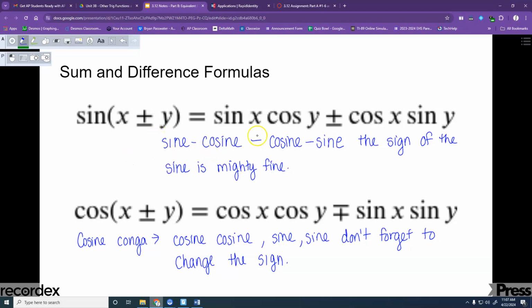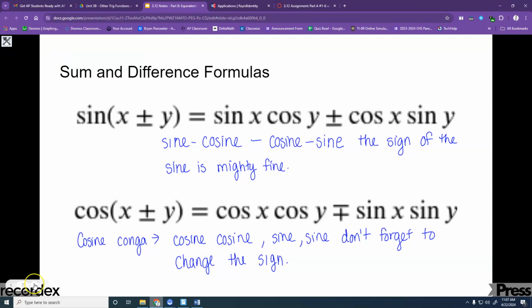So that helps me remember too. Although I think the cosine conga is cuter there. So those will be on your identities quiz on Wednesday, and you have to have them memorized for that. And we're going to need them, of course, to do these problems that are coming up.